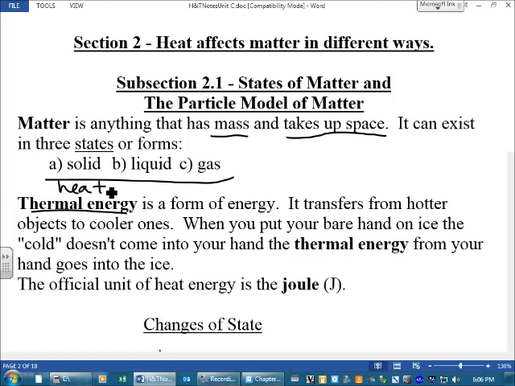Heat or thermal energy will always transfer from hotter objects or hotter places to cooler ones. It will always move in that direction. Okay, so when you put your bare hand on ice is a good example. The cold doesn't come into your hand like we may think. The energy from our hand goes into the ice.